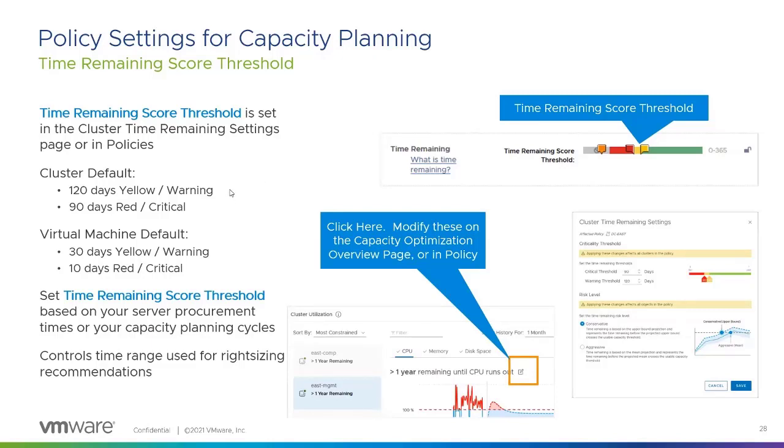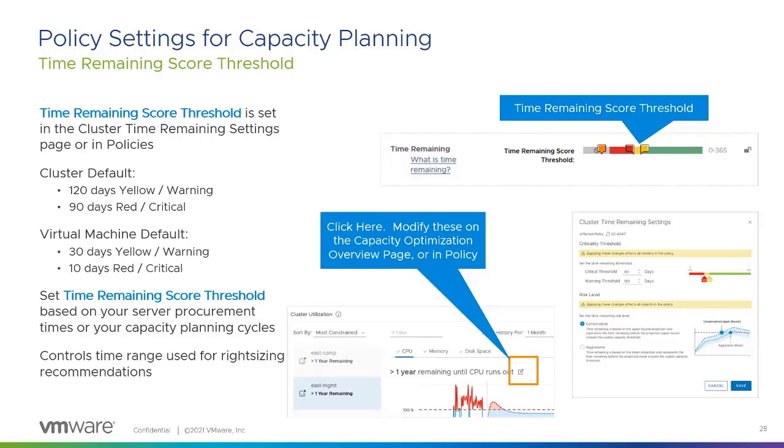So there's basically 2 different defaults worth pointing out. The first one is the cluster default. The defaults are 120 days for yellow, where that's the warning threshold, and 90 days for red, which is the critical threshold. So you would want to adjust these to give you enough warning that you can go and buy new hardware. So you can get the alert soon enough that you can buy hardware and get it online before you are out of capacity. So that's important to tweak from that perspective.